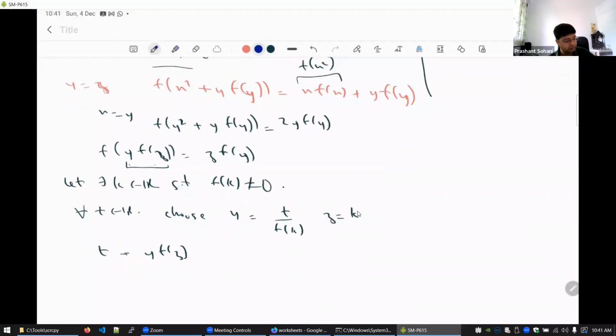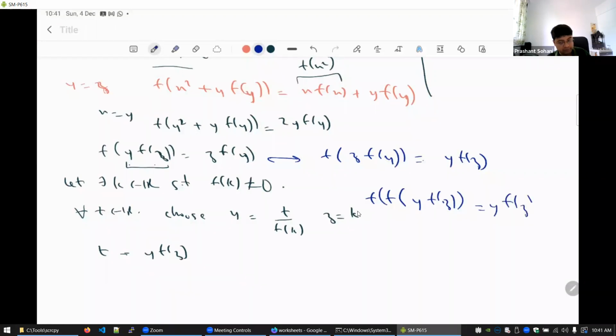Okay. So in this given expression, f of y f of z equal to z f of y, do you see that by reversing the position of z and y, we can also obtain another equation, that f of z f of y is equal to y f of z. So putting both of these things together, what we are saying is f of f of y f of z is equal to y f of z. And now with this particular substitution, I can make y f of z equal to any real number. So therefore, in fact, what I can say is that f of x is equal to x for all x.